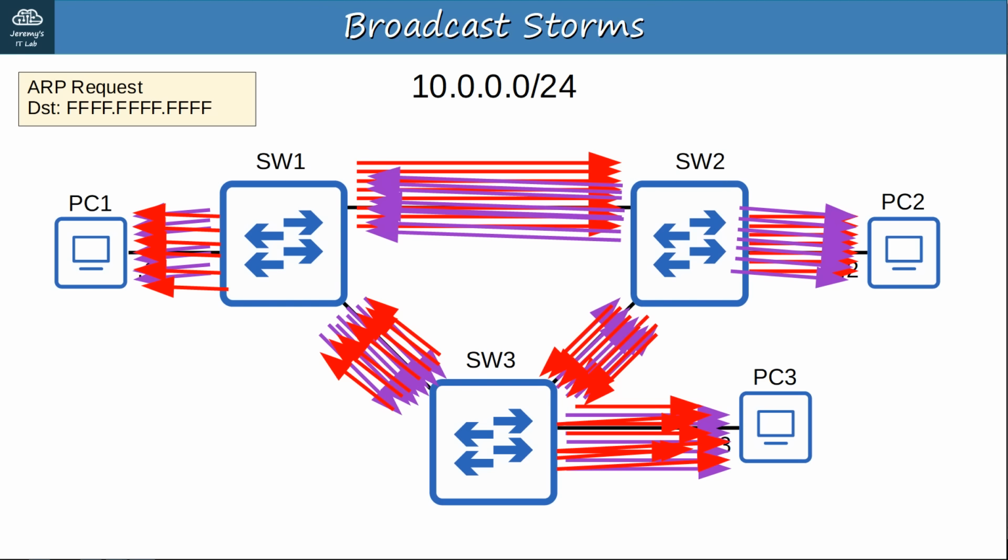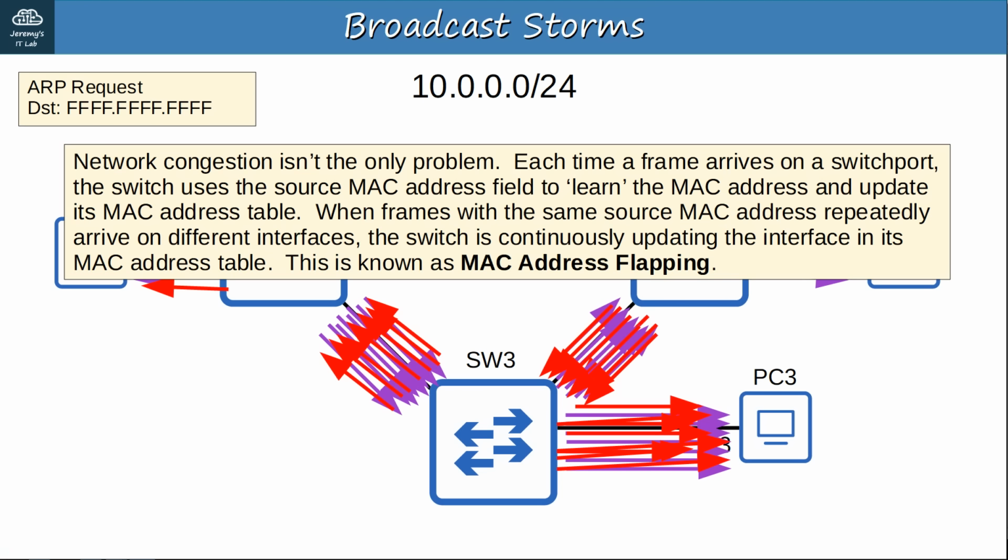However, network congestion isn't the only problem. Each time a frame arrives on a switch port, the switch uses the source MAC address field to learn the MAC address and update its MAC address table. When the frames with the same source MAC address repeatedly arrive on different interfaces, the switch is continuously updating the interface in its MAC address table. This is known as MAC address flapping.